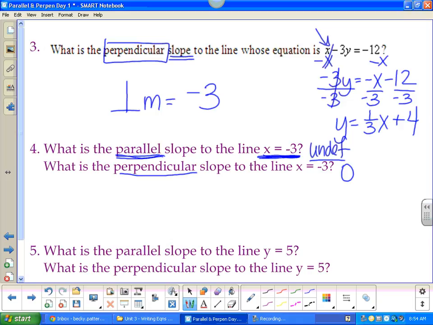Number 5, what's a parallel slope to the line y equals 5? Y equals 5 is a horizontal line. Its slope is 0. So parallel to that would be 0. What is the perpendicular slope to the line y equals 5? Y equals 5 is a horizontal line whose slope is 0. Perpendicular to that would be a vertical line whose slope is undefined.